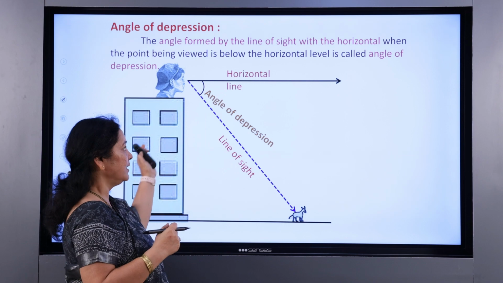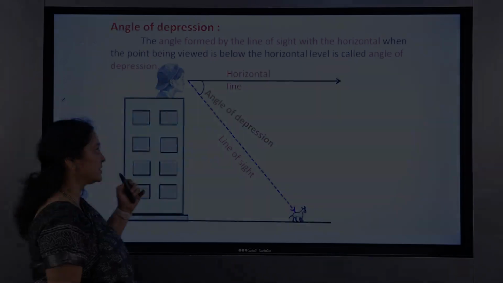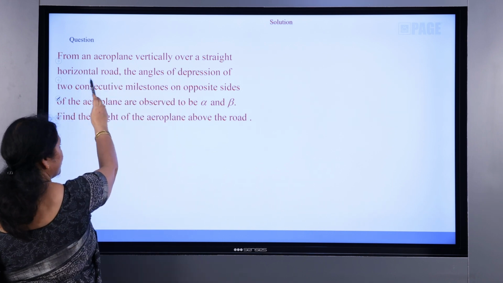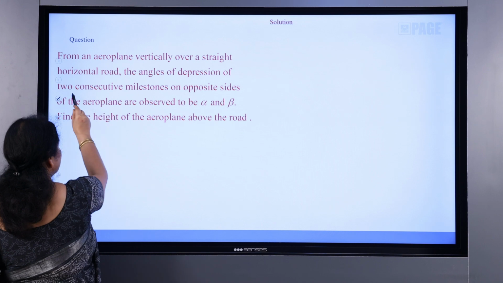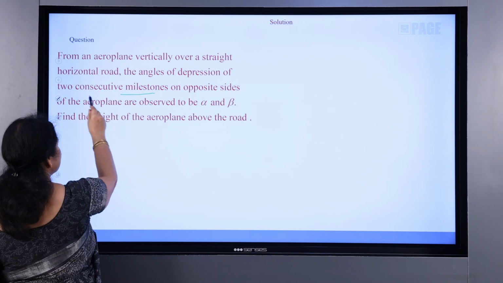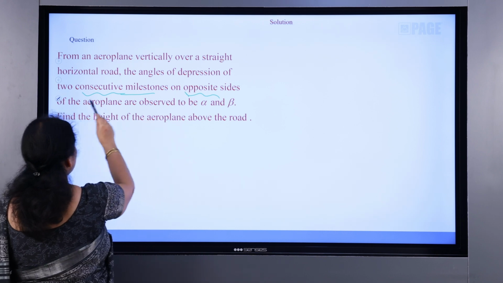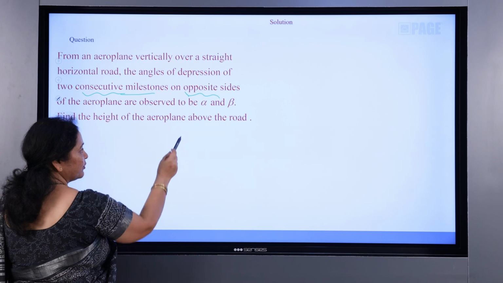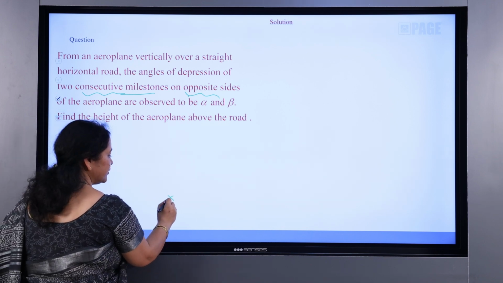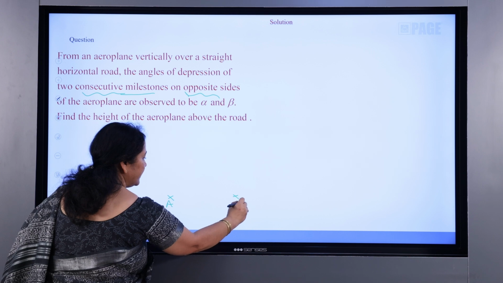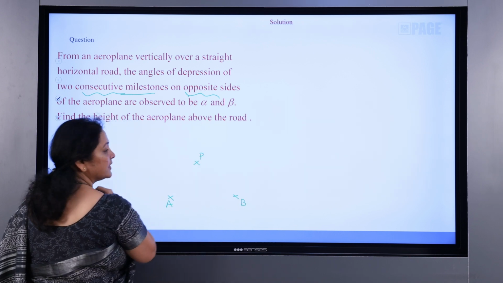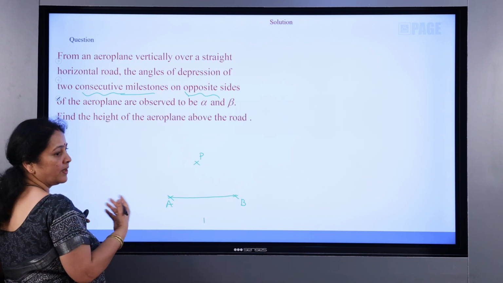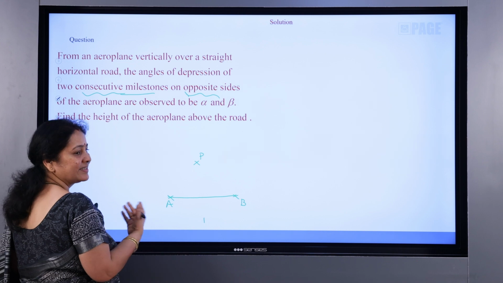One small example, how to do these kinds of sums. Let's consider an example. From an aeroplane vertically over a straight horizontal road, the angles of depression of 2 consecutive milestones on opposite sides of the aeroplane are observed to be alpha and beta. Find the height of the aeroplane above the road. So let's consider 2 milestones A and B, which are on either side of the plane P. The distance between these 2 is 1 mile or 1 kilometer, or we'll just say it as 1 unit.